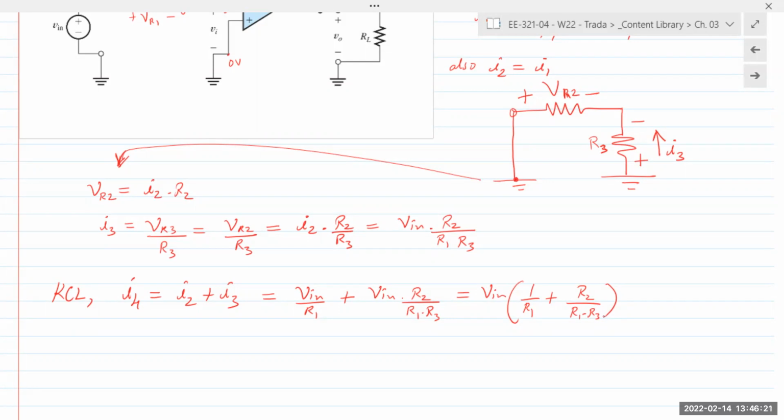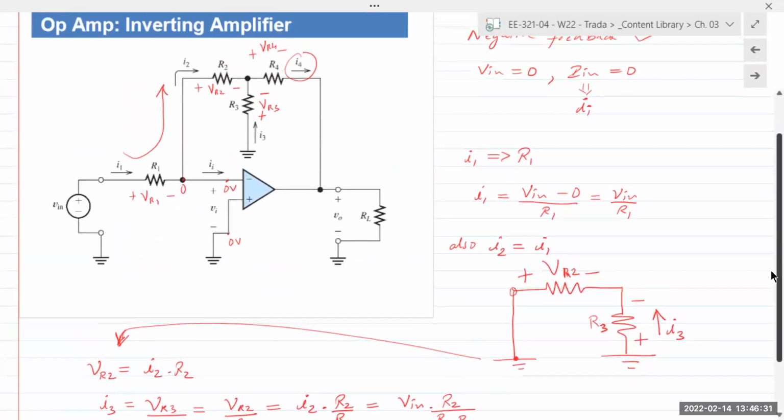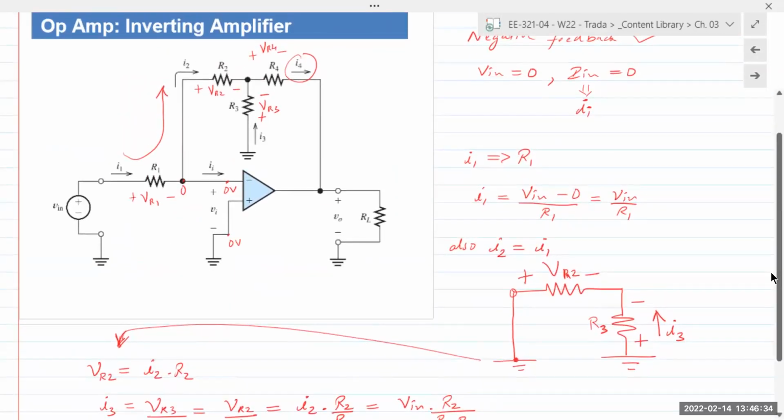Okay, so far so good. All right. Then let's turn our attention to the output. We have all our currents: I1, I2, I3, and I4. So let's look at the output circuit. Output is VO taken from this point, the output of the op amp with respect to ground. RL is connected at the output of the op amp and ground. So VO is measured with reference to ground.